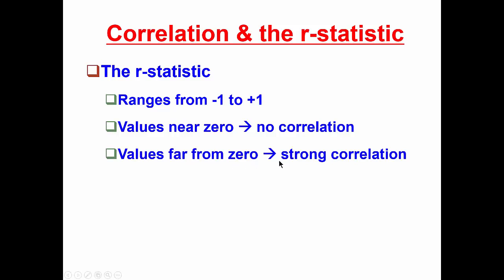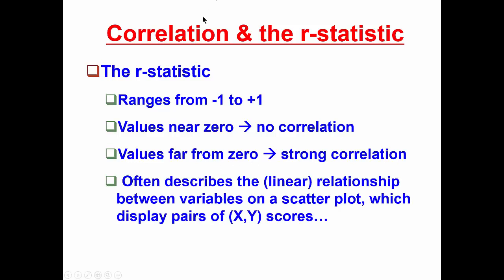Values far from zero suggest some kind of strong correlation. That is to say that we could use the values that we have on one of our variables to make better than chance predictions about values on the other variable of interest that we get in our observational study. The R statistic often describes the linear relationship between variables on a scatter plot.